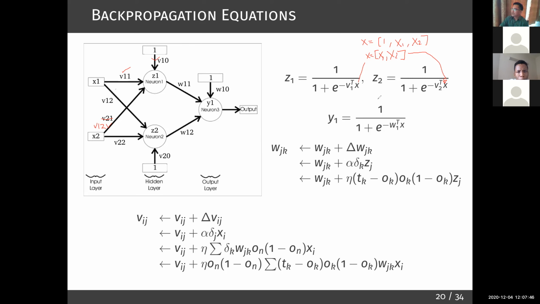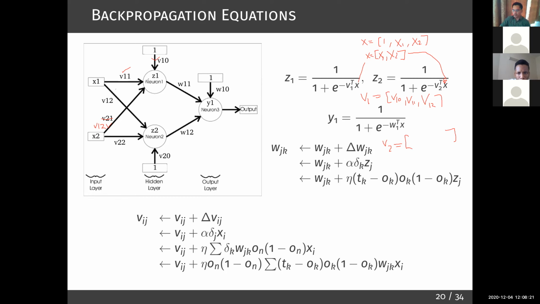Okay, and then your V1 will be V10, V11, V12. So a 3-element vector multiplied by 3 elements, you get the output Z1. And then here the same thing. There will be a 3-element vector. So in this case, V2 is equal to V20, V21 and V22 multiplied by the same X, 3 elements, and then you get the output.